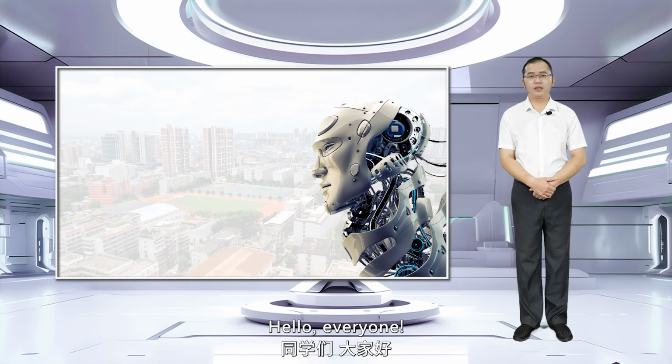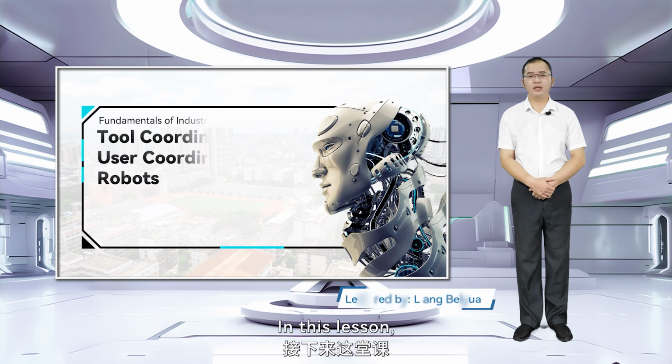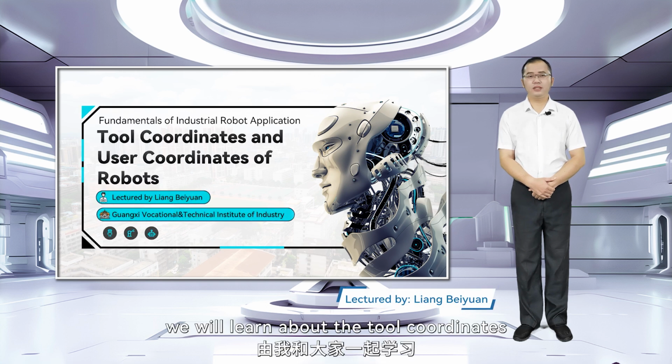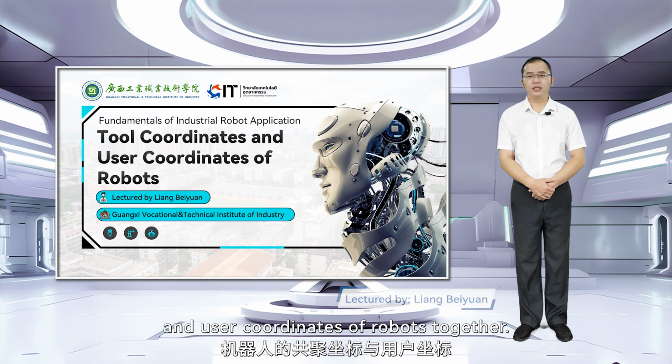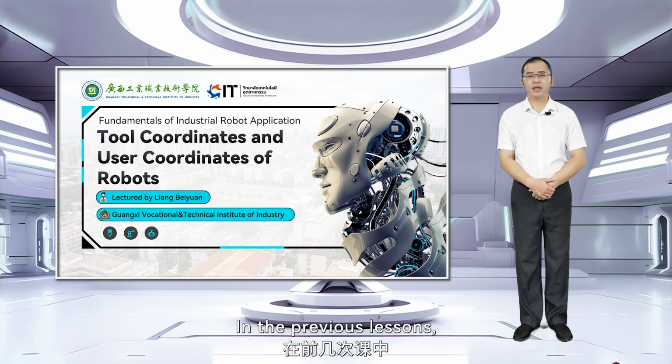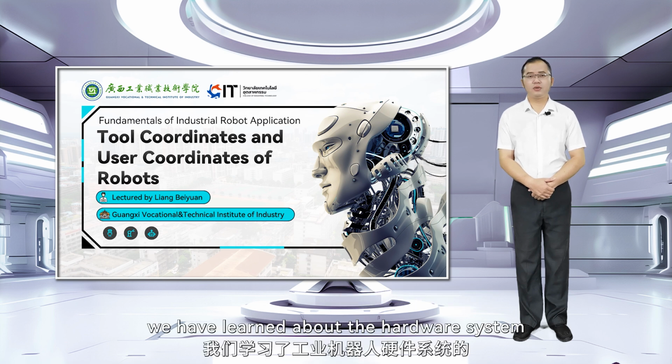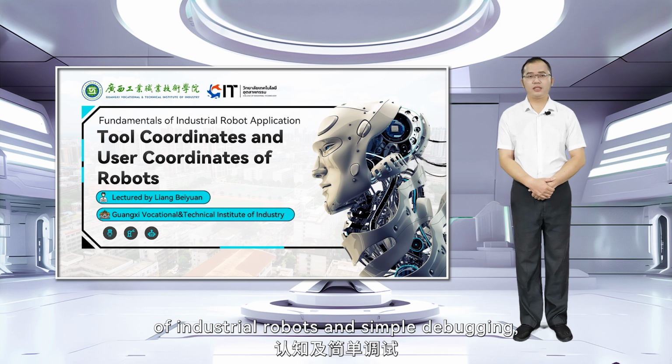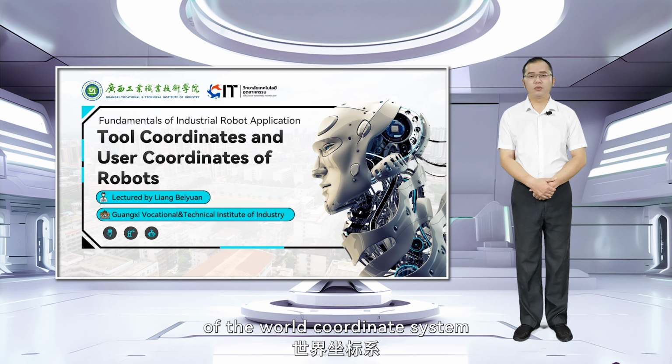Hello, everyone. In this lesson, we will learn about the tool coordinates and user coordinates of robots together. In the previous lessons, we have learned about the hardware system of industrial robots and simple debugging, gaining a basic understanding of the world coordinate system and the joint coordinate system, and enabling the industrial robot to perform simple movements.